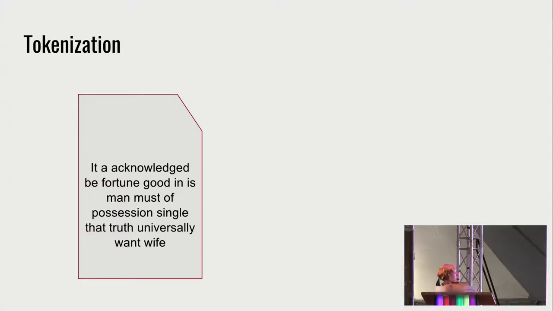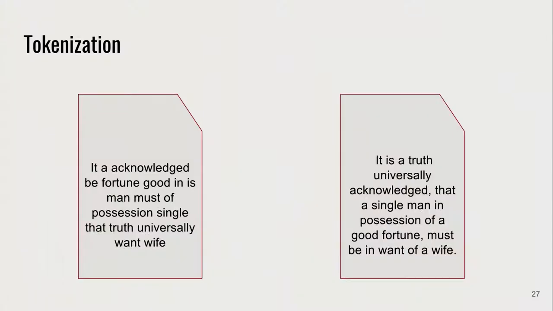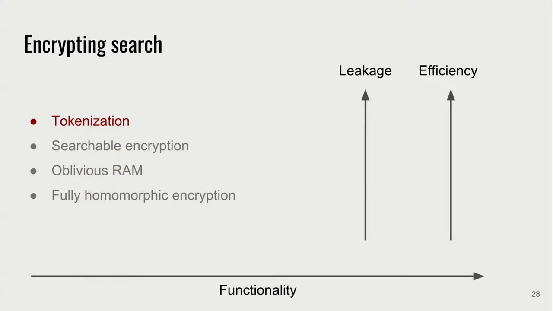For example, here are the alphabetized words from a sentence. If we just know what words are in this sentence here, we can probably figure out that it's actually meant to be this popular sentence from an English novel. So, okay, that leaks a lot of information. That's pretty unfortunate, but it is very efficient. Everything is constant time. What can we maybe do going one step down?